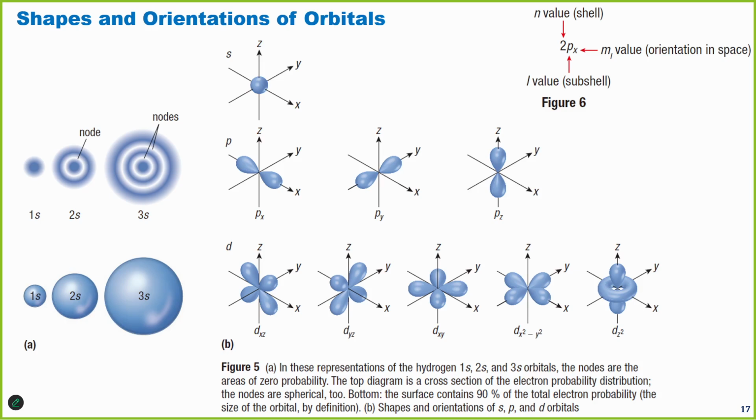For simplicity, we can think of s orbitals in terms of their overall spherical shape, which becomes larger as the value of n increases. On the bottom of figure 5a, we can see the characteristic spherical shape of each of the s orbitals.